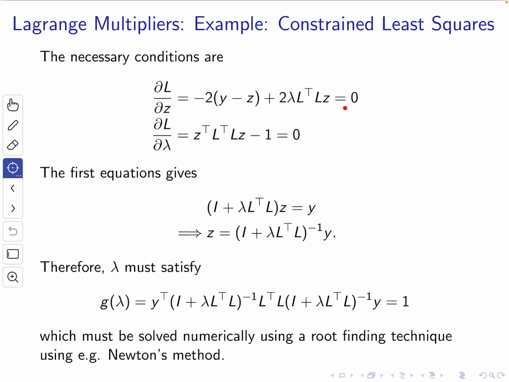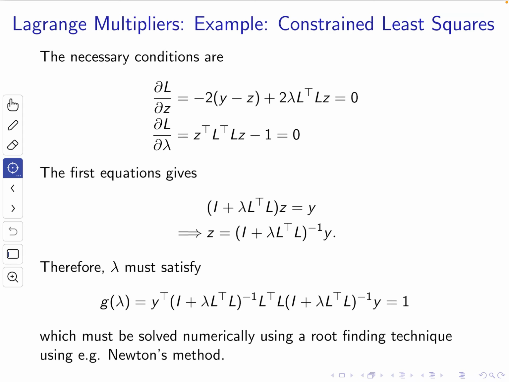So the first equation here, if I solve for z, because of the minus sign here, I get a positive 2z, and I'm going to divide out the 2. So I'm going to get z plus lambda L transpose L z. I can collect that as I plus lambda L transpose L times z, and I move the y to the other side. That implies I can solve for z by taking the inverse of this matrix times y. Remember, y is known and L is known, but I don't know lambda.